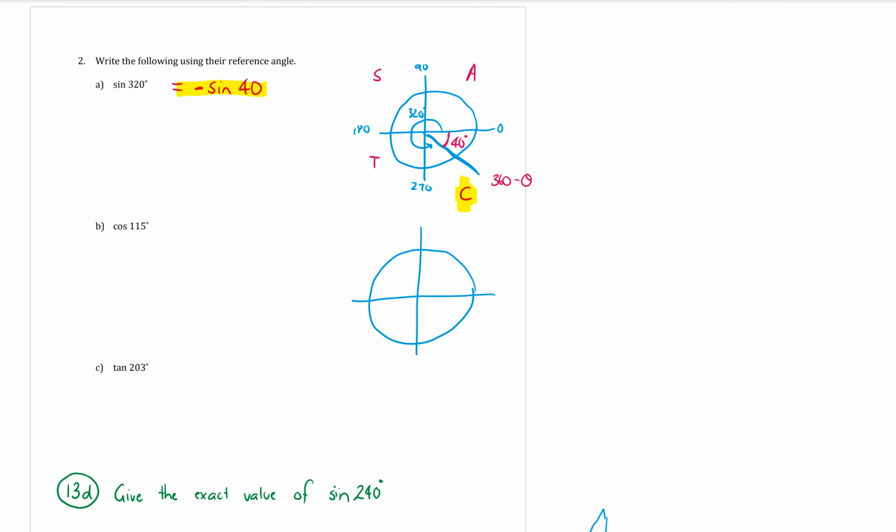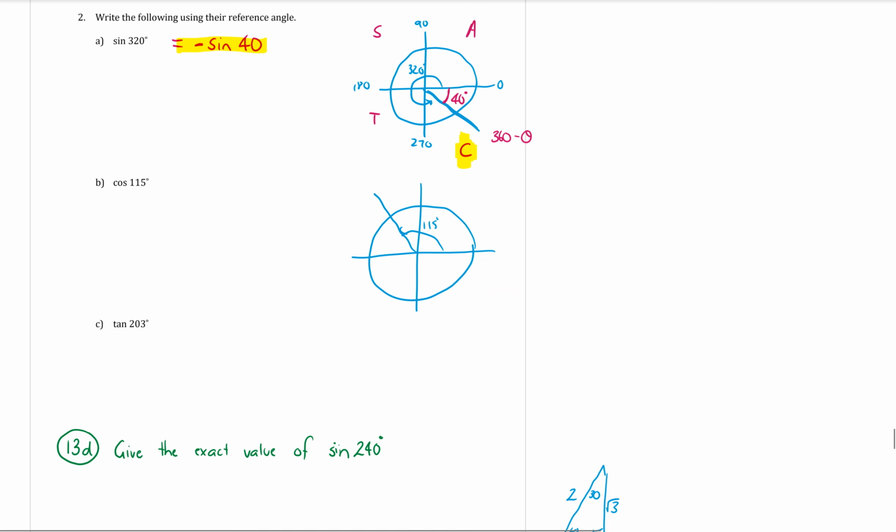115 degrees would be a little bit past the 90. It would be in here, 115, like that. Okay, so we want to find the reference angle or the acute angle. Now that's always the angle that goes to the horizontal. Okay, we never go to a vertical line. We always go to a horizontal line. So this line across here is where we find the acute angle too.